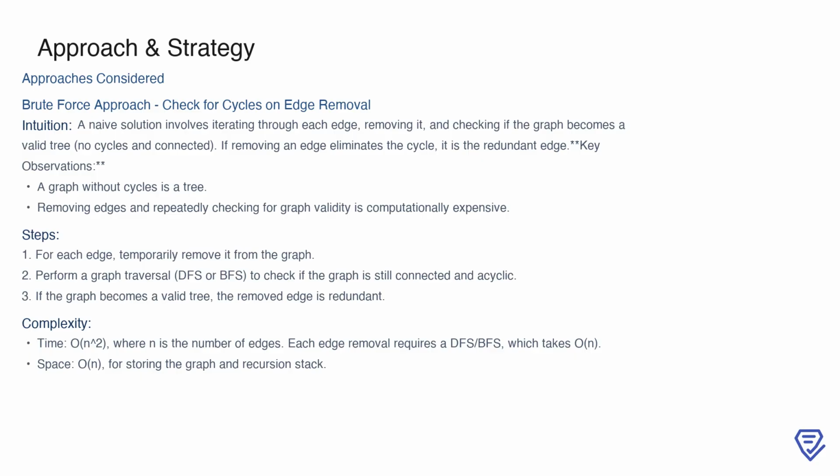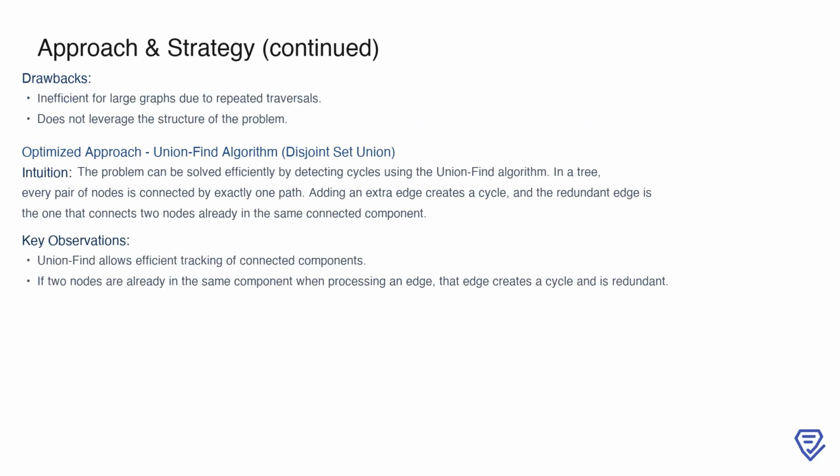This results in a time complexity of O(n squared), where n is the number of edges. Additionally, we require O(n) space for the graph structure and recursion stack. While conceptually simple, this method becomes impractical for larger graphs due to its inefficiency. This highlights some key drawbacks of the brute force approach. It requires repeated graph traversals, making it unsuitable for large inputs. Furthermore, it does not take advantage of the problem's structure to optimize the solution.